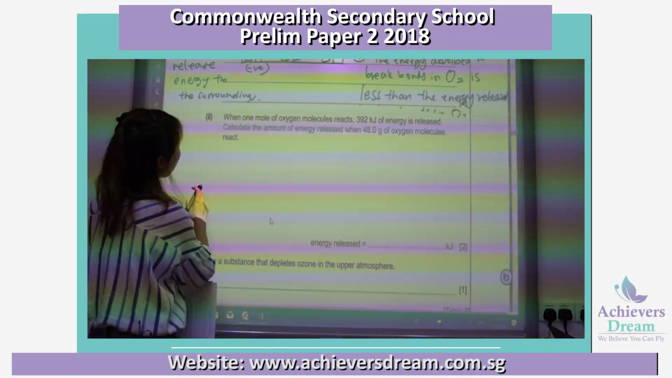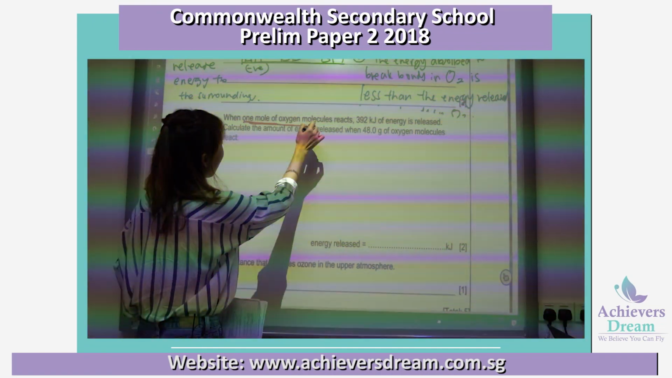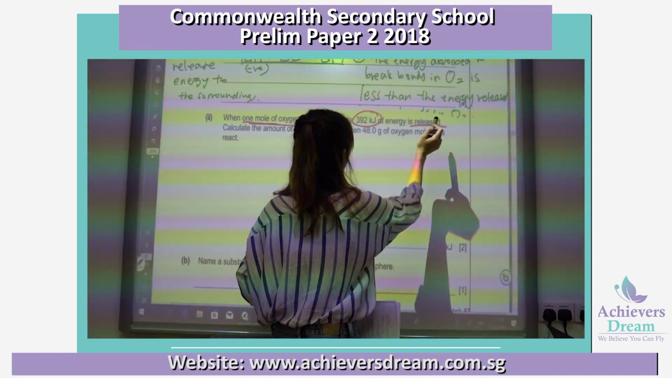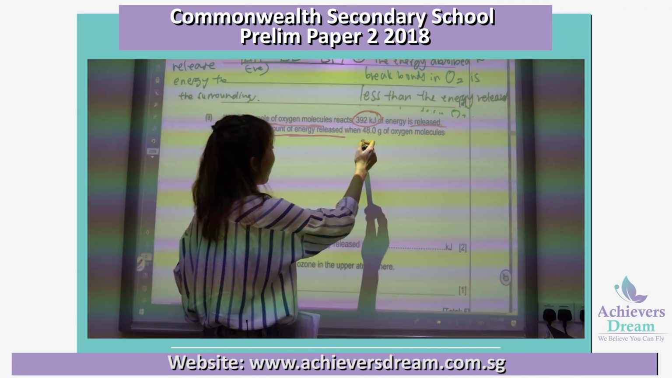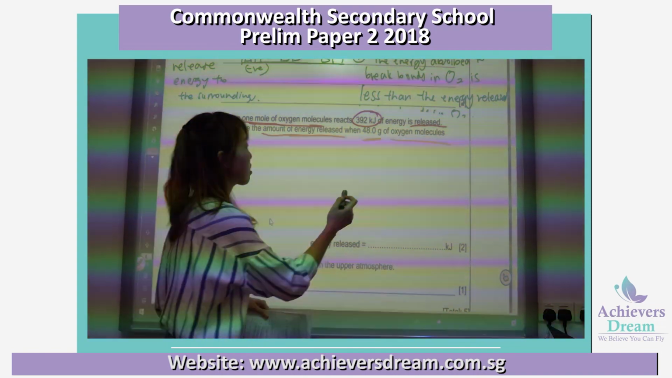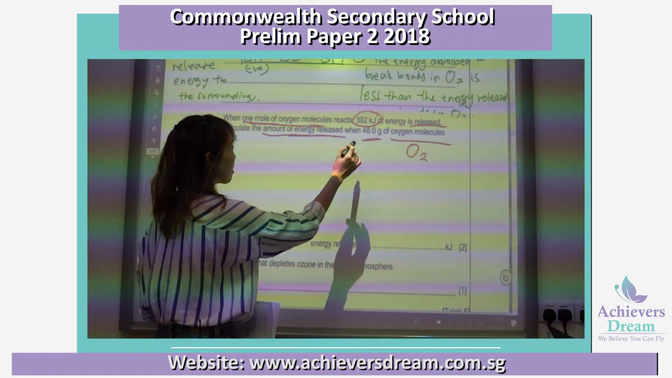Okay, for question part 2, they say when 1 mole of oxygen molecules reacts, 392 kilojoules of energy is being released, and they ask you to calculate the amount of energy released when 48 grams of oxygen molecules react. So first thing first, oxygen molecules is O2. So I have the mass, I have O2.